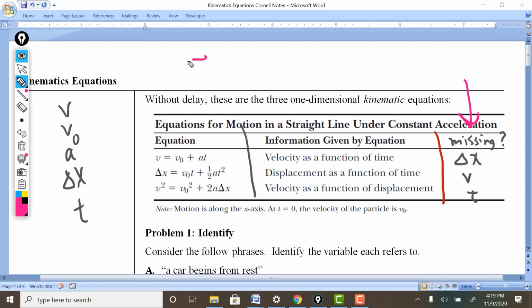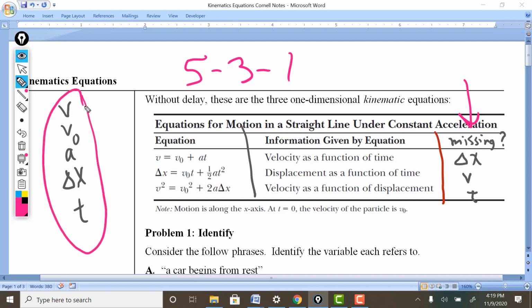You will be doing what I call the 5, 3, 1. So always identify the 5, just list them, just write out the 5, and then decide on the 3 that they do give you. For example, they give you v, v naught, and a. And then you're going to identify the one that you're looking for. We'll make this more evident as we go throughout.